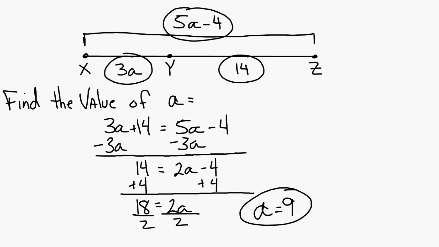If the value of a is equal to 9, how far is it from X to Y? 27, good. And how far is it from X to Z? 41, right? Because 5 times 9 is 45, minus 4 is 41. And your 27 plus your 14 equals the big piece, which is 41. Any questions?